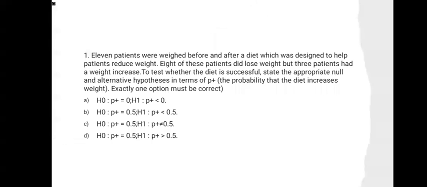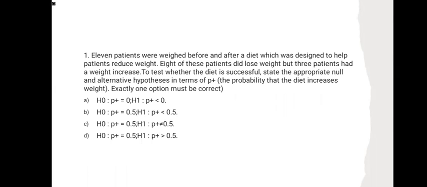Now it's time for the MCQs. For MCQ number 1: 11 patients were weighed before and after a diet which was designed to help patients reduce weight. 8 of these patients did lose weight, but 3 patients had a weight increase. To test whether the diet is successful, state the appropriate null and alternate hypothesis in terms of P, the probability that the diet increases weight. That would be the key to formulating the hypothesis.